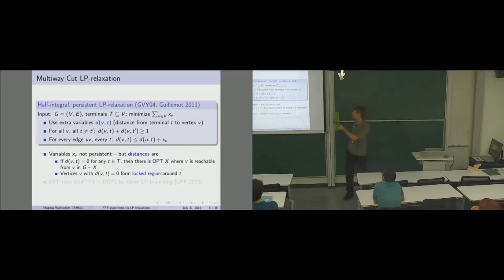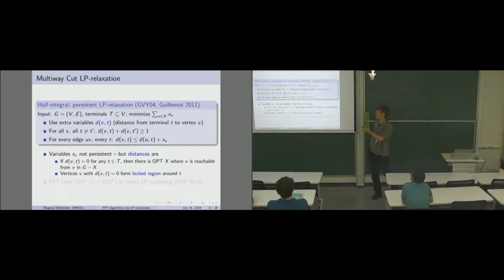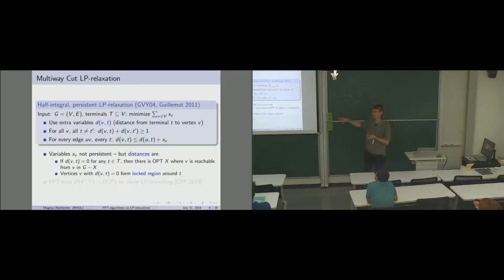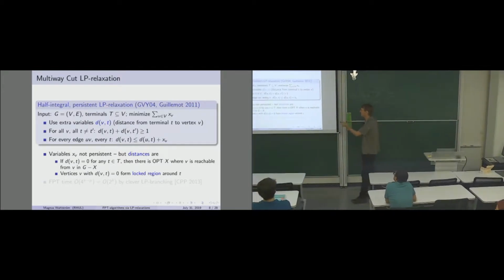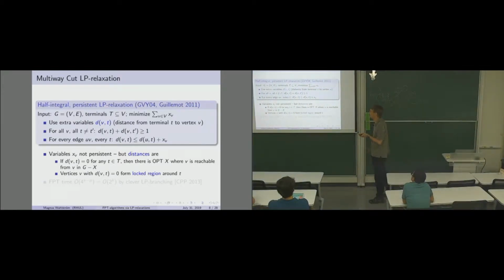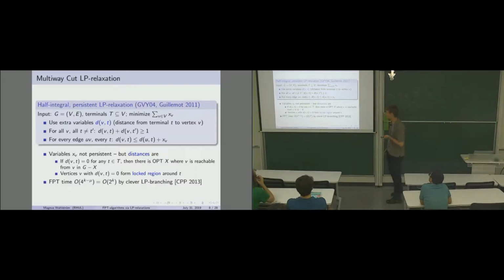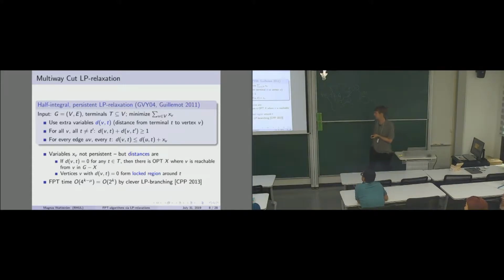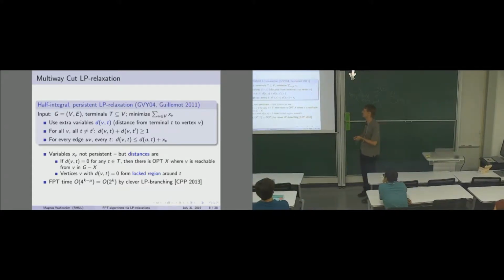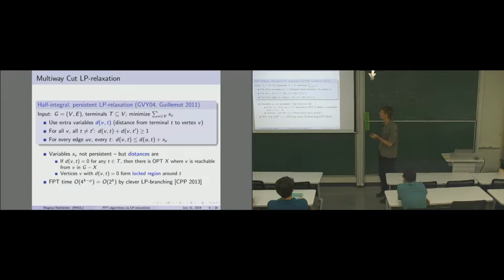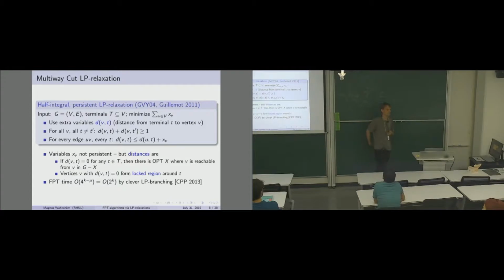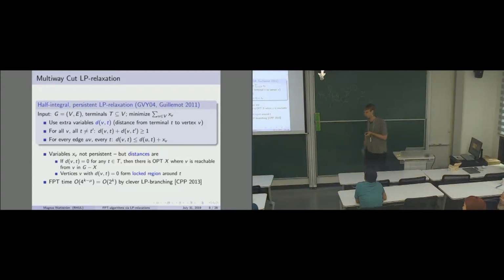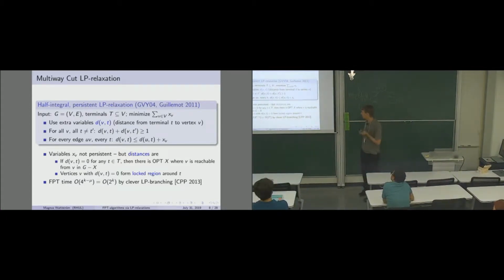So in particular, distance equal to 0. If you just follow the reachable part from variables that have value 0 in the LP, you get a local region, which can be contracted and branched on. This was shown by Cygan, Pilipczuk, Pilipczuk and Wojtaszczyk in 2013, who realized that this LP is useful for solving multiway cut in time 2 to the k, which is the fastest algorithm.